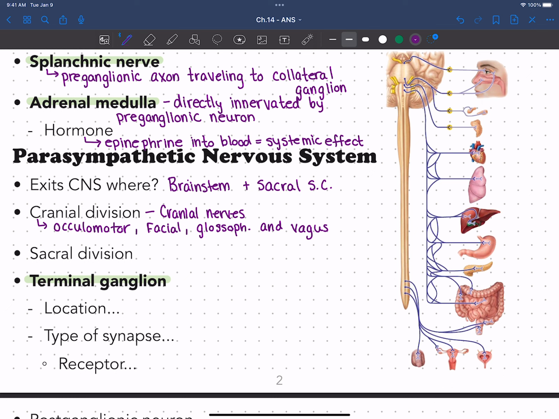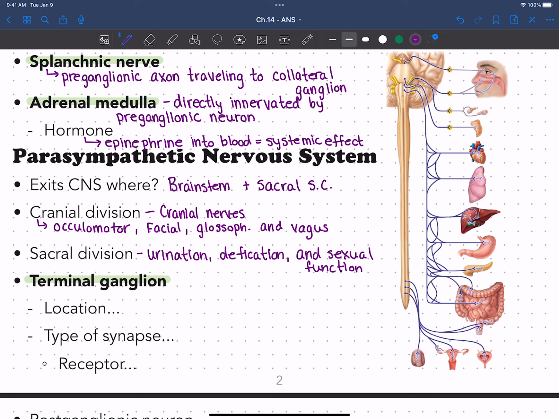The sacral division of the parasympathetic nervous system, leaving through the sacral portion of the spinal cord, would be important for functions relating to urination, defecation, and sexual function. We'll address these functions shortly, but let's look at the organization of the neurons themselves.